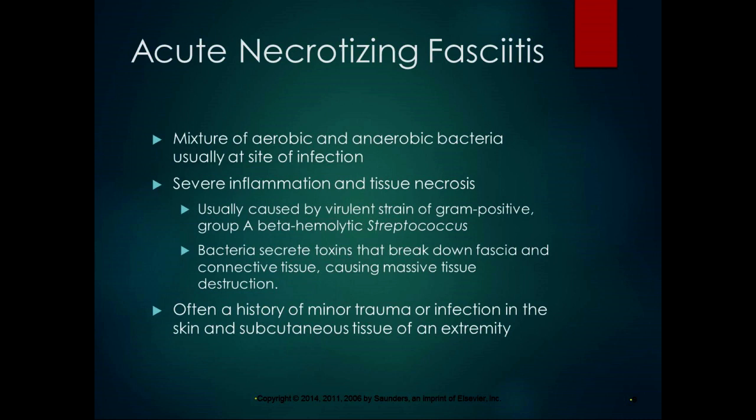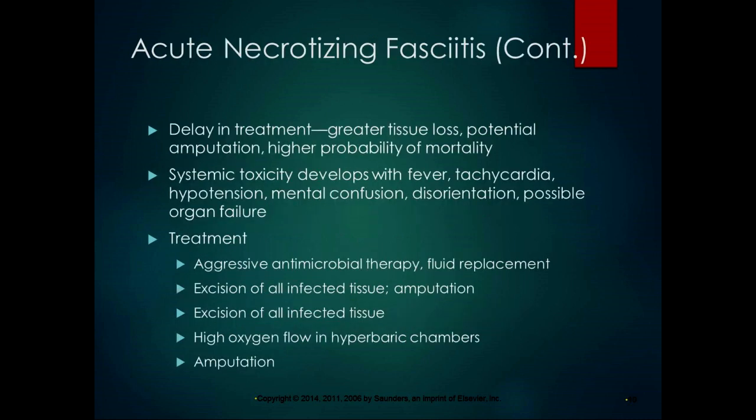But I digress. Acute necrotizing fasciitis is a mix of aerobic and anaerobic bacteria, usually at a site of infection. There is severe inflammation and tissue necrosis, which can kill you. It's usually caused by a super virulent strain of gram-positive group A beta-hemolytic streptococcus. Bacteria secrete toxins that break down fascia and connective tissue, causing massive tissue destruction. There's often a history of minor trauma or infection in the skin and the subcutaneous tissue of an extremity.